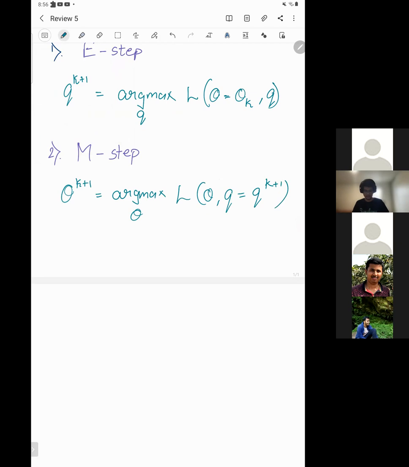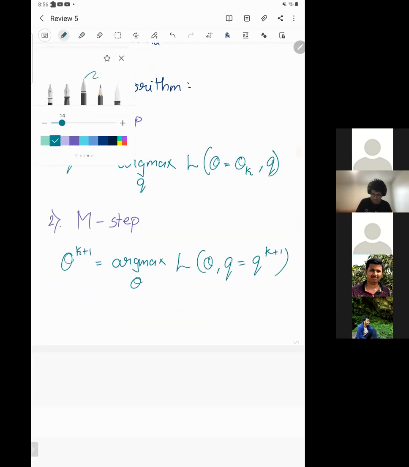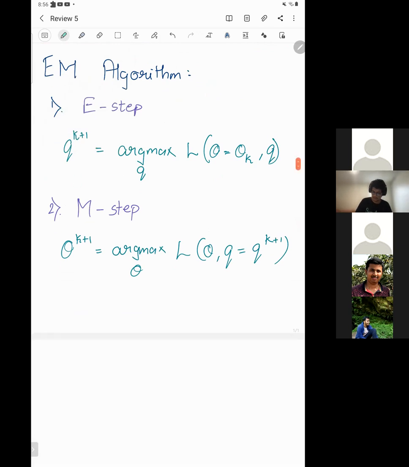So I'll just reiterate the previous things. Remember, in the E step, we consider theta is constant. In the M step, remember, we consider distribution Q is constant. So we'll start with solving the E step.